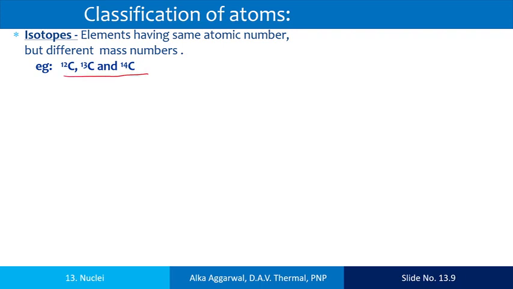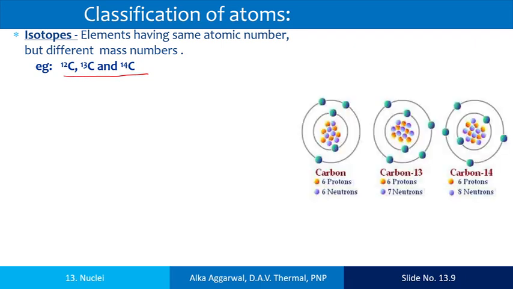6C12, 6C13 and 6C14 are the isotopes of carbon. Here, the orange color represents the number of protons and the blue color represents the number of neutrons. Green represents the number of electrons. In all the three, the orange color balls are the same. It means the number of protons is the same. But the blue color balls are different. In the first case it is 6, in the second 7 and in the third 8.